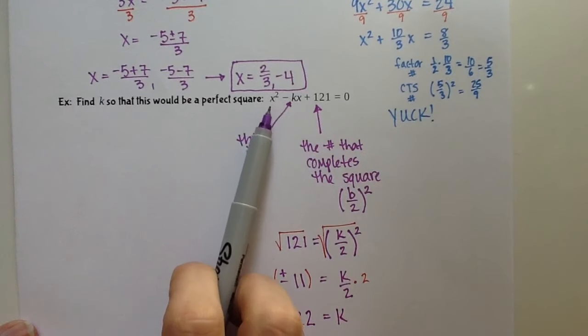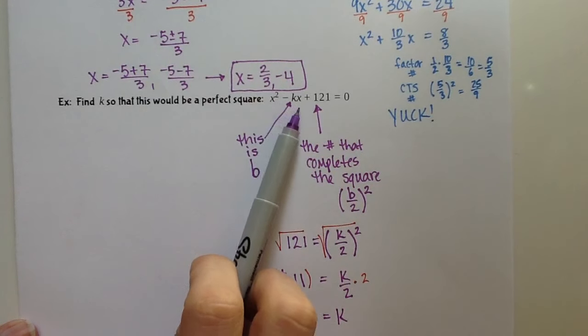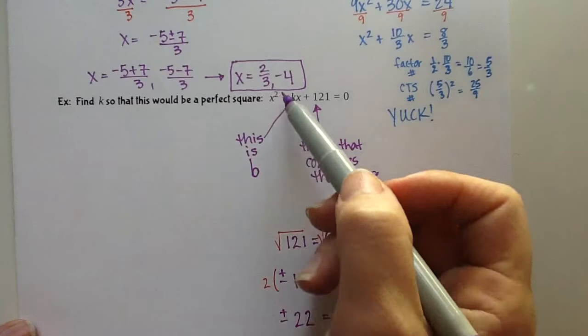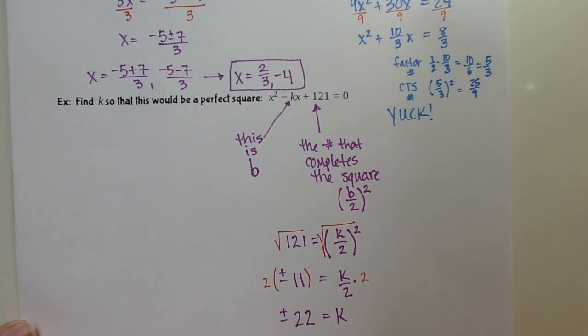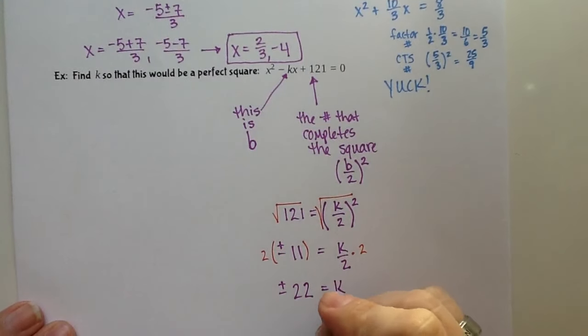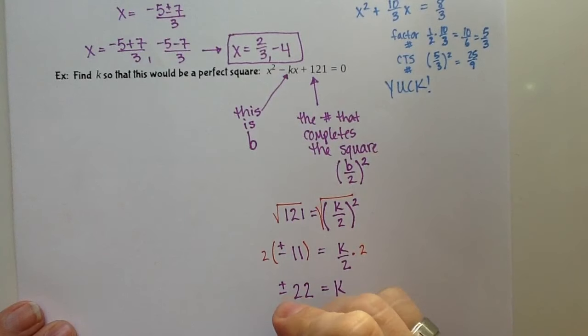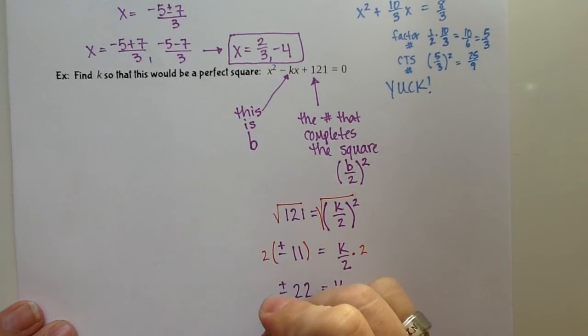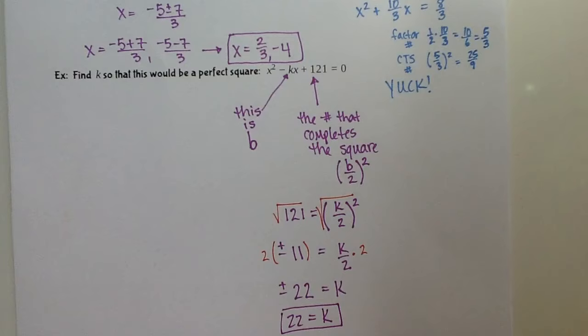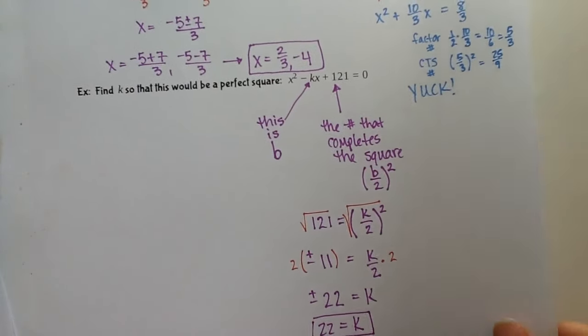And they've actually told us that it's x squared minus kx. So since there's already a negative in front of it, we don't really need to worry about the sign. We can just say that k is 22. One down, 3 to go.